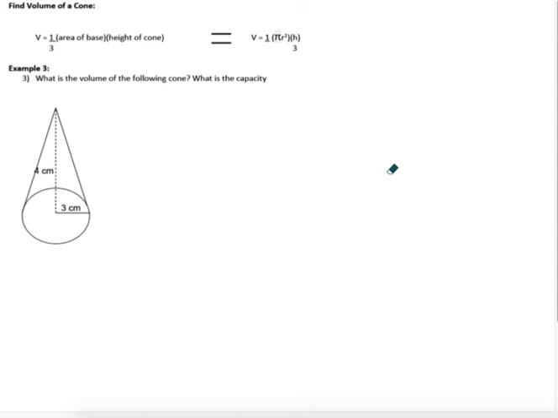Last example here is finding the volume and capacity of a cone. So the volume of a cone is 1/3 the area of the base times the height of your cone. Once again, we don't need slant height. So in this case, that means that we're going to have a volume of pi r squared, which is your circle, times your height, all divided by 3. So I have a radius of 3, a height of 4. So I can take those and plug them into this lovely formula that I've been given.